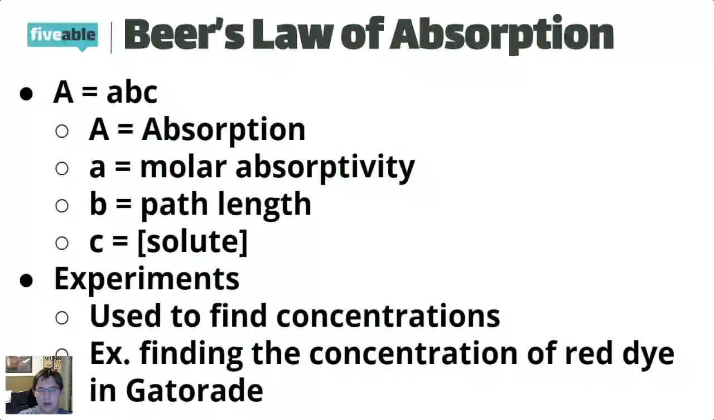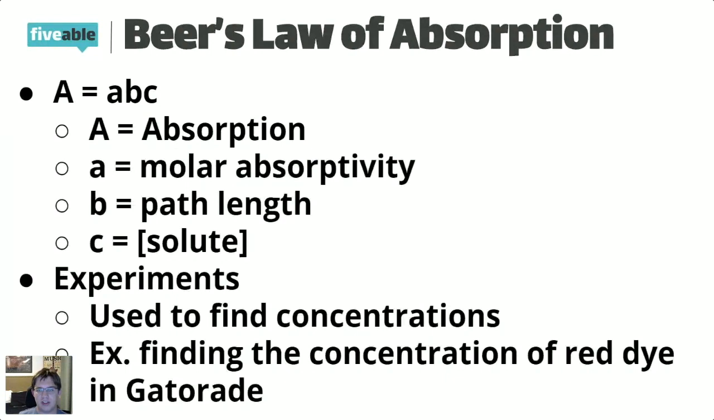Basically, the absorbance is equal to the molar absorptivity, which is kind of a constant, times the path length, I'll explain what that is, times the concentration of a solute. So it's used to actually find concentrations. It's used in a type of experiment called spectrophotometry, right? For example, we did this lab last year in my chem class. You find the concentration of red dye in Gatorade. So you blast it with green light, and you want to see how much green light will be absorbed.